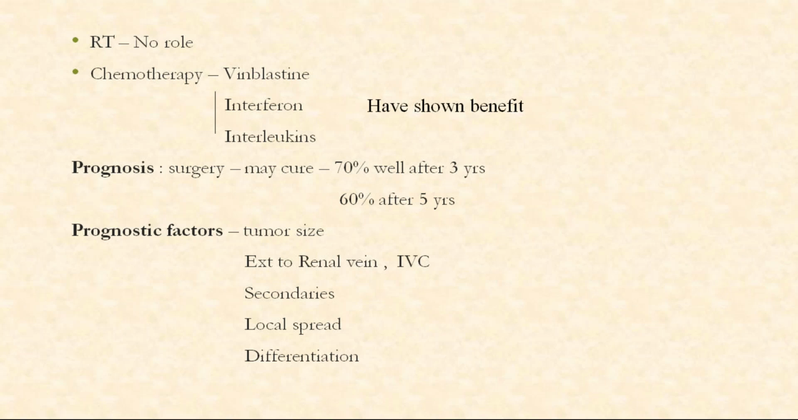Coming to the prognosis, surgery may cure 70% of the cases. Survival rate is 3 years. For 60% of the cases, survival rate is 5 years. So what are the prognostic factors? Depending upon the tumor size, involvement of the renal vein or inferior vena cava, involvement of secondaries, local spread and differentiation. These are the prognostic factors for renal cell carcinoma.